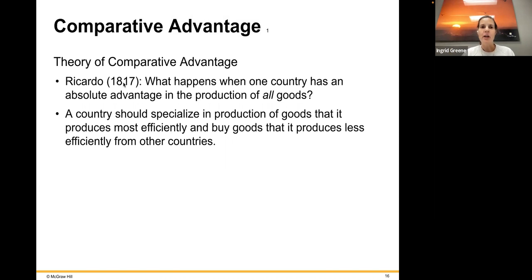The first one is Ricardo, who in 1817 asked, "What happens when one country has an absolute advantage in the production of all goods?" He suggests that a country should specialize in production of goods that it produces most efficiently and then buy the goods that it produces less efficiently from other countries. As an engineer, that seems to make a lot of sense. How does this come together?